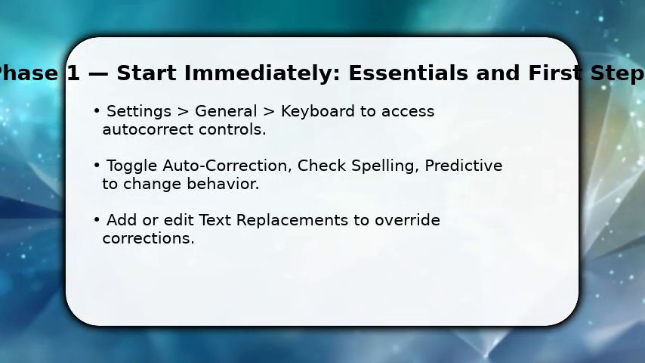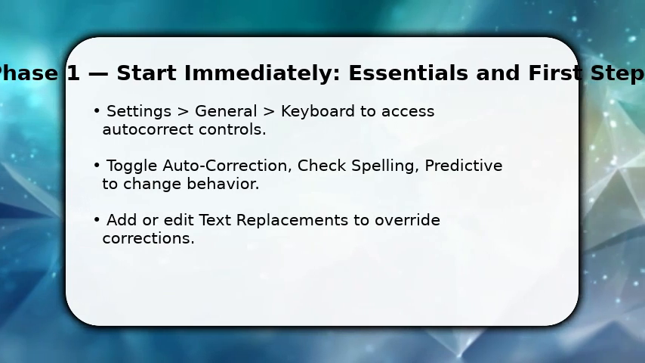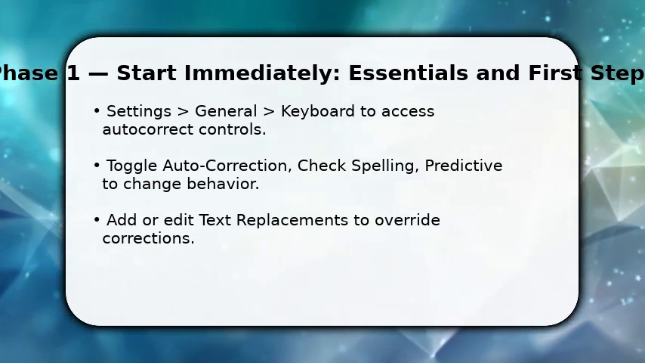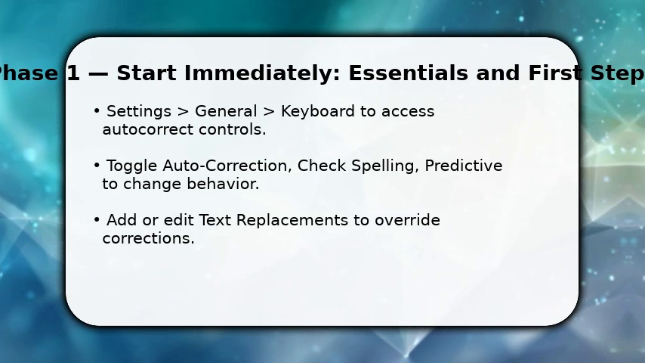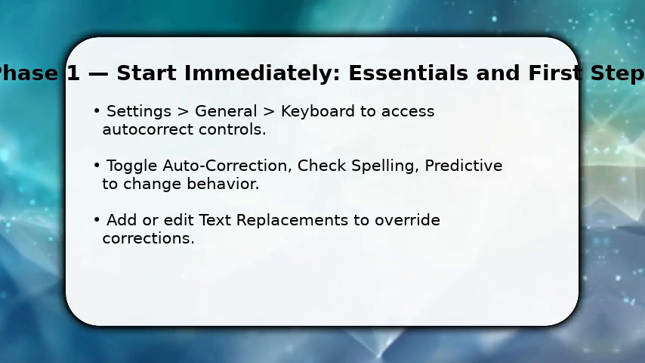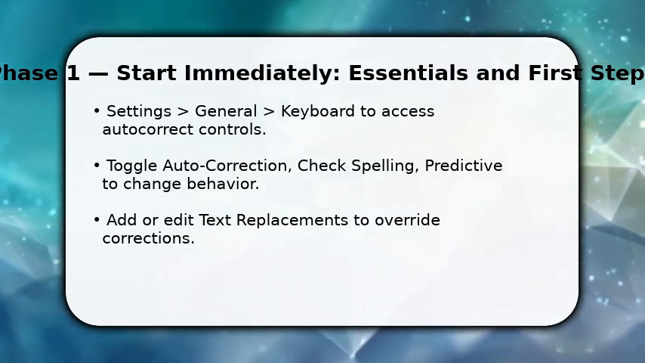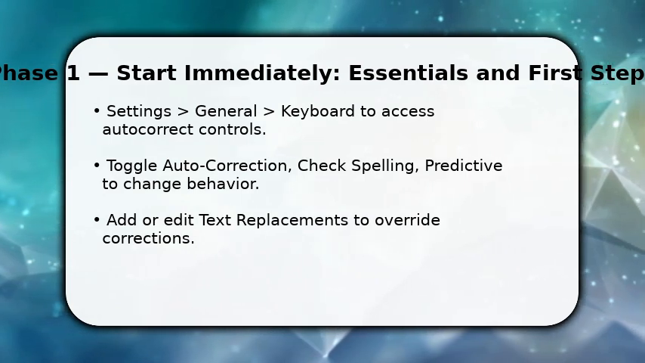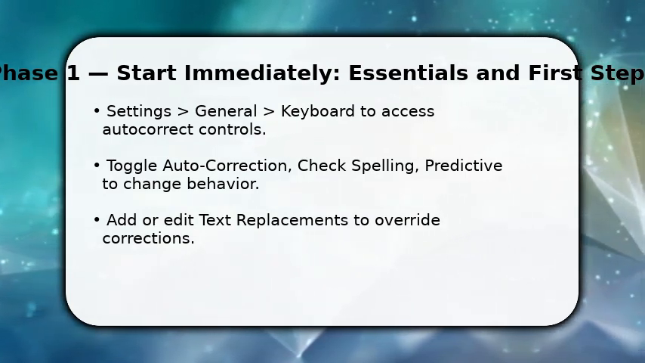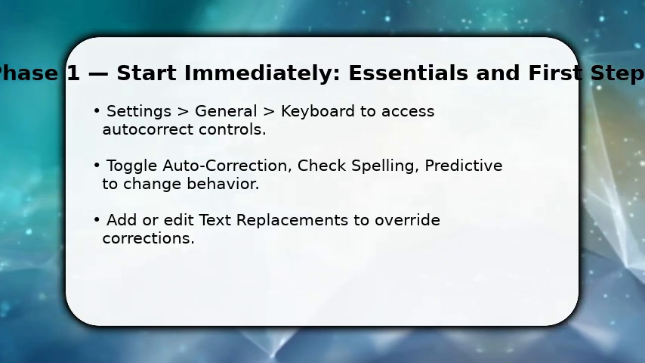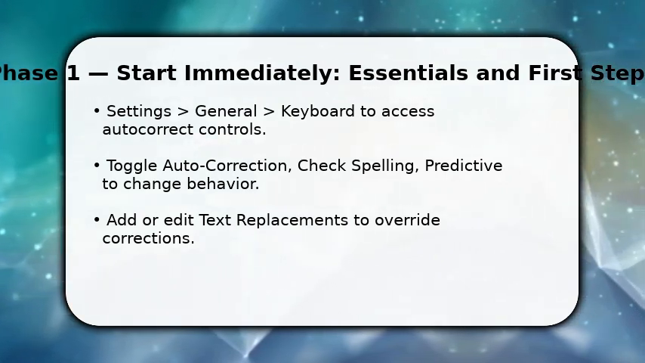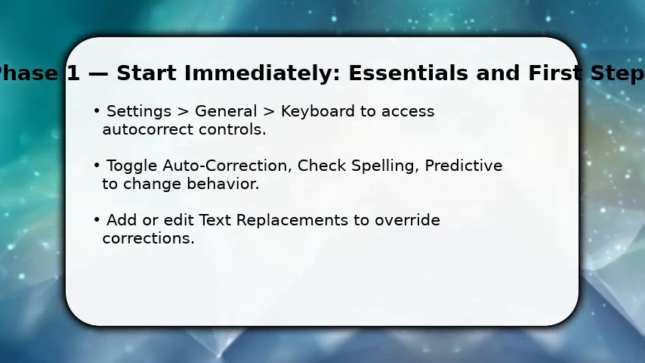You start in Settings because this is where system typing rules live. Open General, then Keyboard. Once done, you'll see Autocorrection and Predictive Options. Turn autocorrection off to stop automatic replacements, or leave it on and tweak text replacements to force preferred words. Make sure Predictive is on if you want suggestions instead of forced changes.